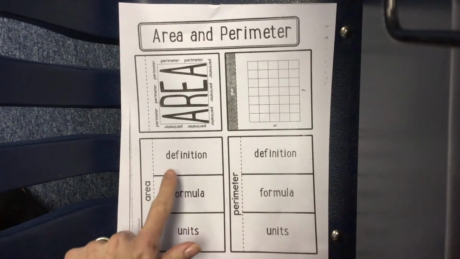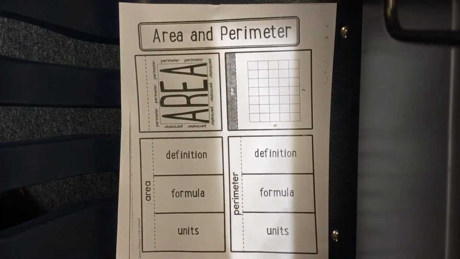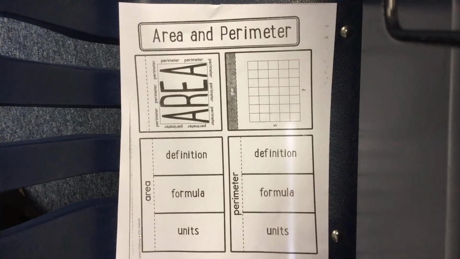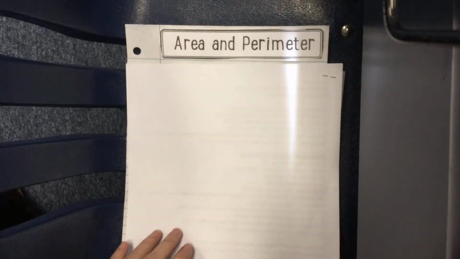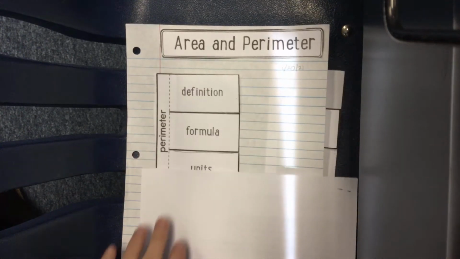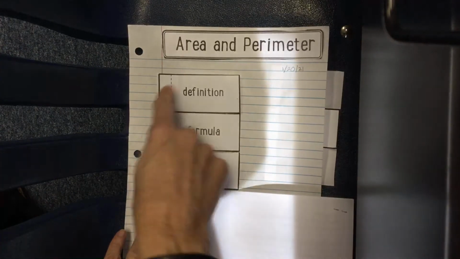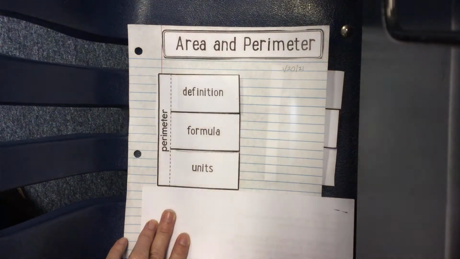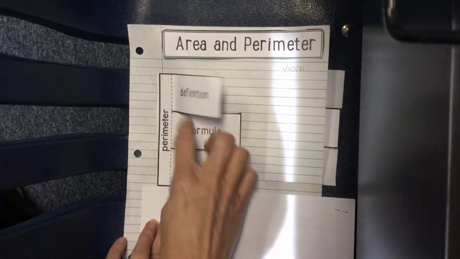So you'll end up with 2 big rectangles, 2 squares, and then your area and perimeter. So then the first thing that we're going to do is glue in your math notebook the area and perimeter heading to the top of the sheet. And then you're going to cut out the perimeter, and you will fold it back and put glue only behind the dotted perimeter word. And then you're going to cut on the solid line up to the dot.